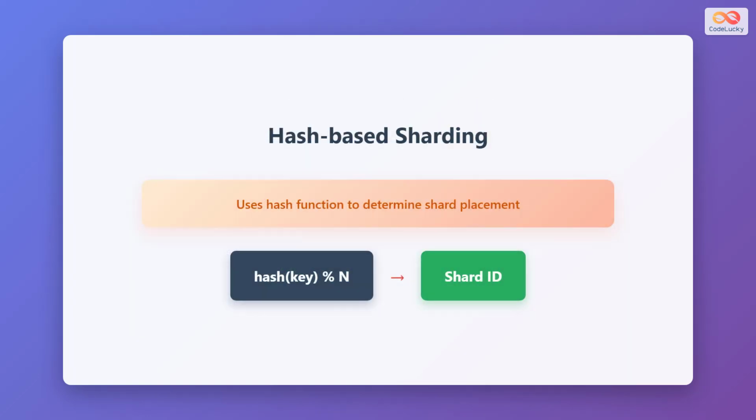Hash-based sharding uses a hash function to determine shard placement. The formula is hash of key modulus n, where n is the number of shards. The result of this operation is the shard ID where the data will be stored. This ensures a uniform distribution of data across all shards.